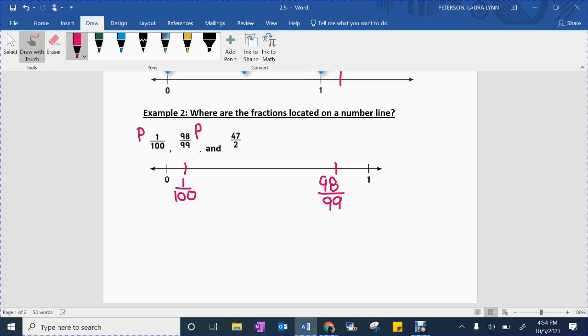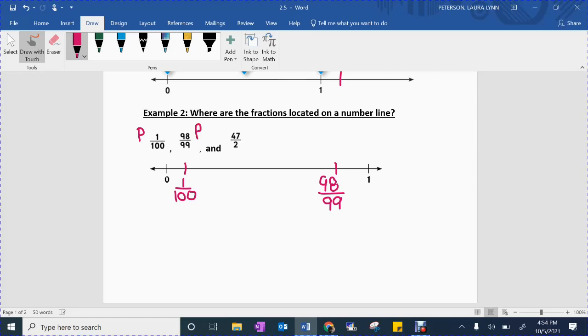Go ahead, one more on this example. 47 over 2. Okay, so is it proper or is it improper? I want you to write it down first and then let's see. All right, well, let's see. What did you come up with?